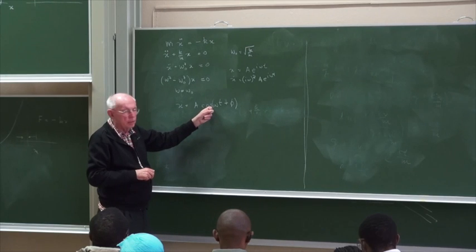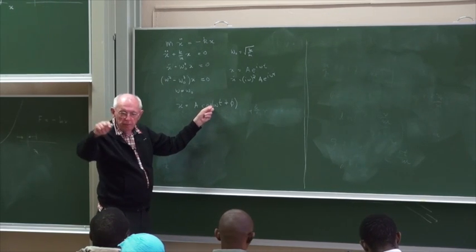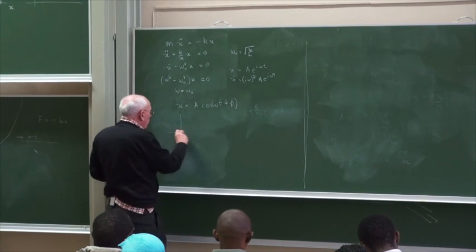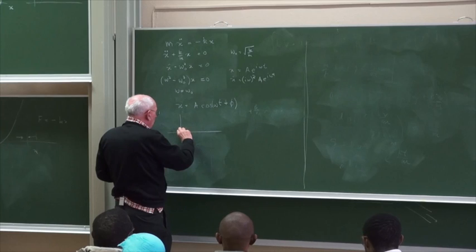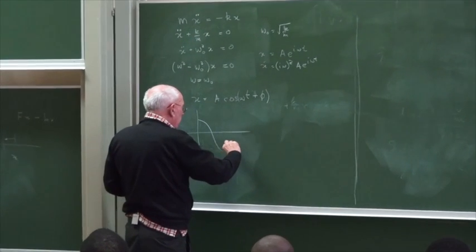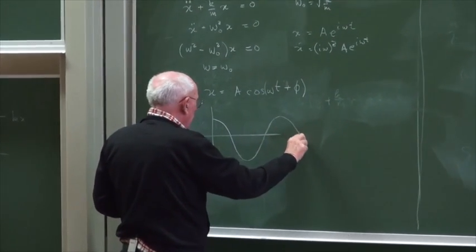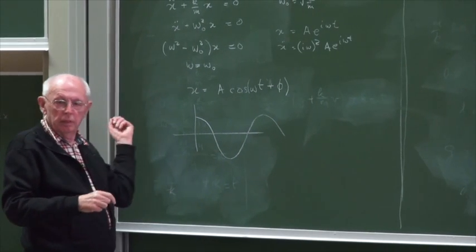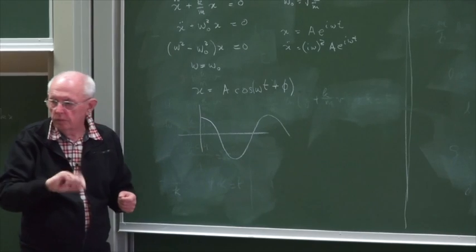There's a value when this is zero, and then it goes up, and you all know what the cos looks like. I could have also taken the sine and so on. It's like this. It's sometimes there and sometimes this side and so on. It goes forwards and backwards.